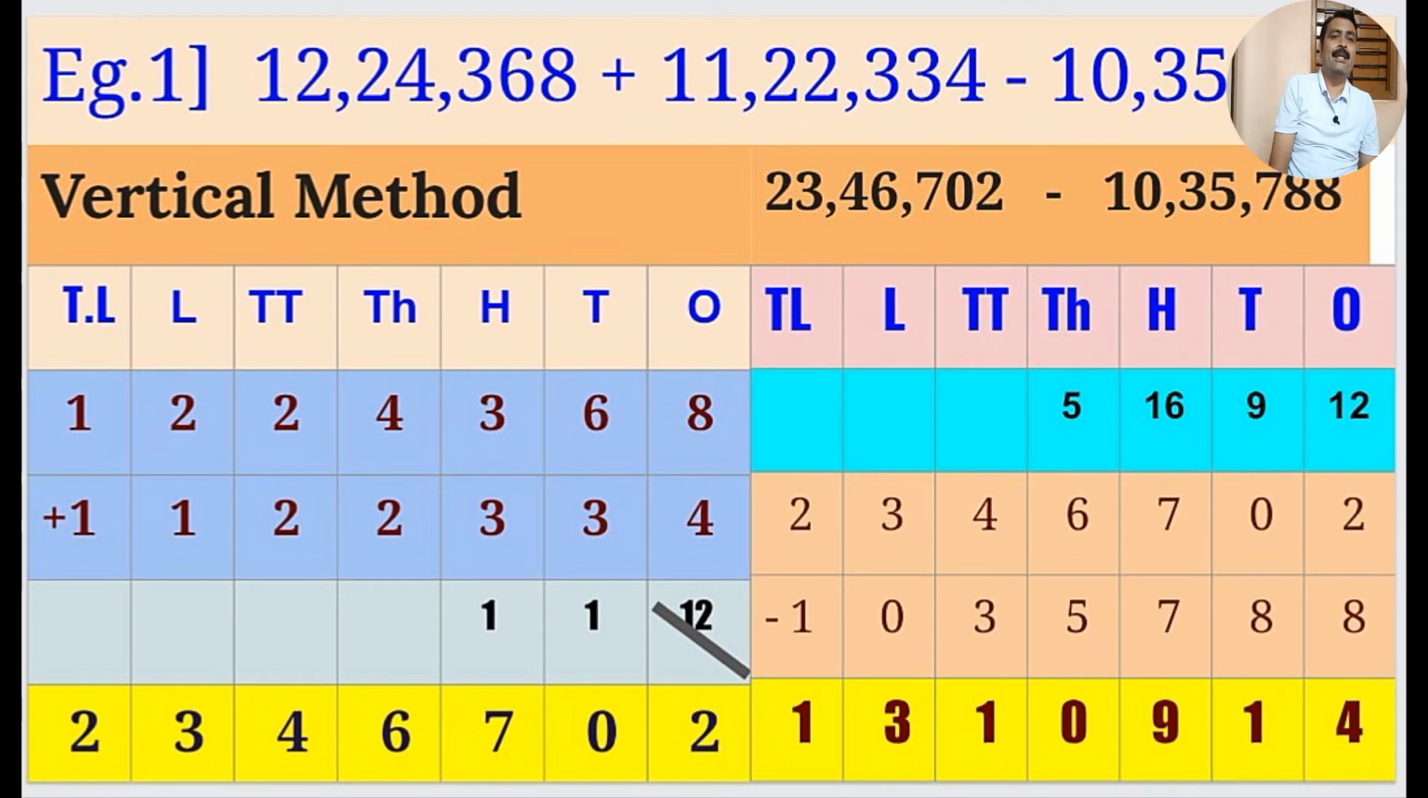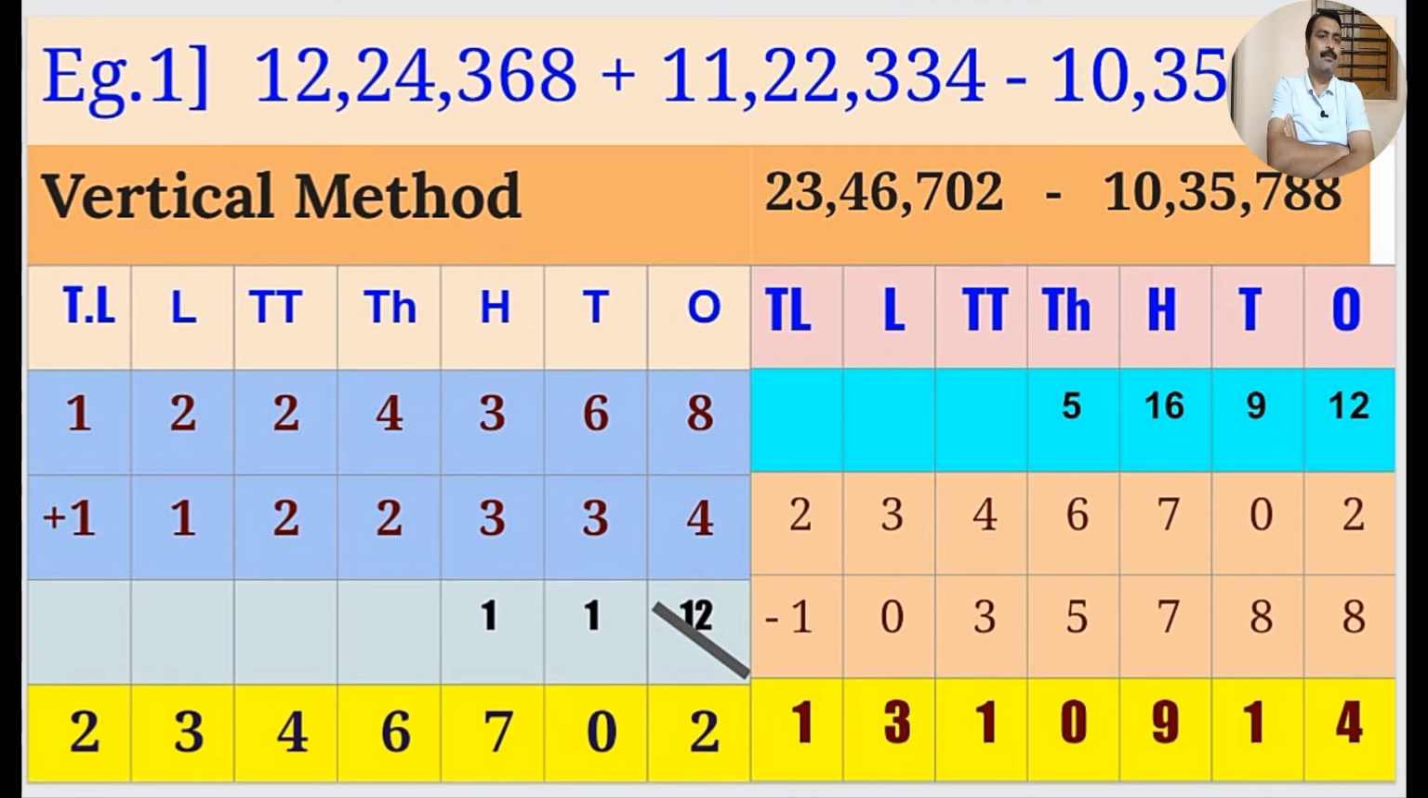Now we arrange the first number, that is the sum, that means the answer of addition that we got, first, that is 23,46,702. So 2 we arrange into the ones column, 0 into the tens column, 7 into the hundreds column, 6 into the thousands column, 4 into the 10,000s column, 3 into the lakh place column, and 2 into the 10 lakh place column.